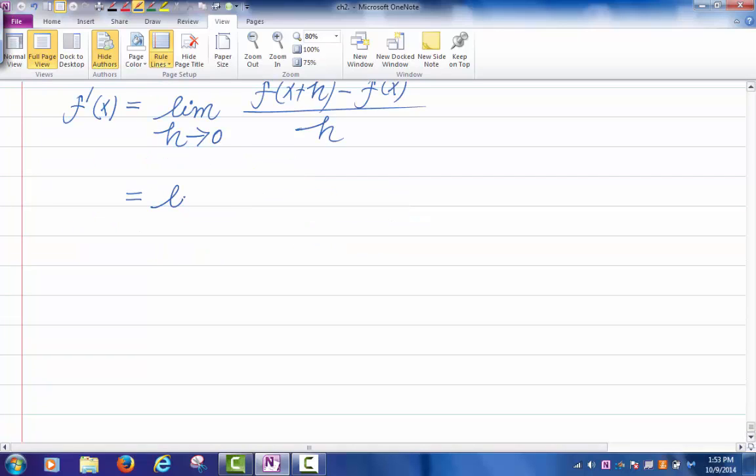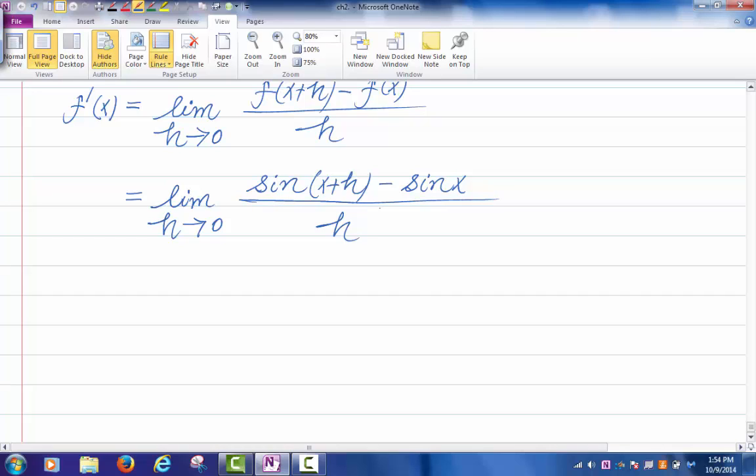Well, we just have to plug in then. What is f of x plus h? Well, f is sine, right? So it would be sine of x plus h. And what is f of x? Sine of x, divided by h. Okay, if I plug in h equals 0, what do I get? 0 over 0, right? If I plug in 0 for h, the numerator would be 0, the denominator would be 0, so it's not telling me what the limit is.